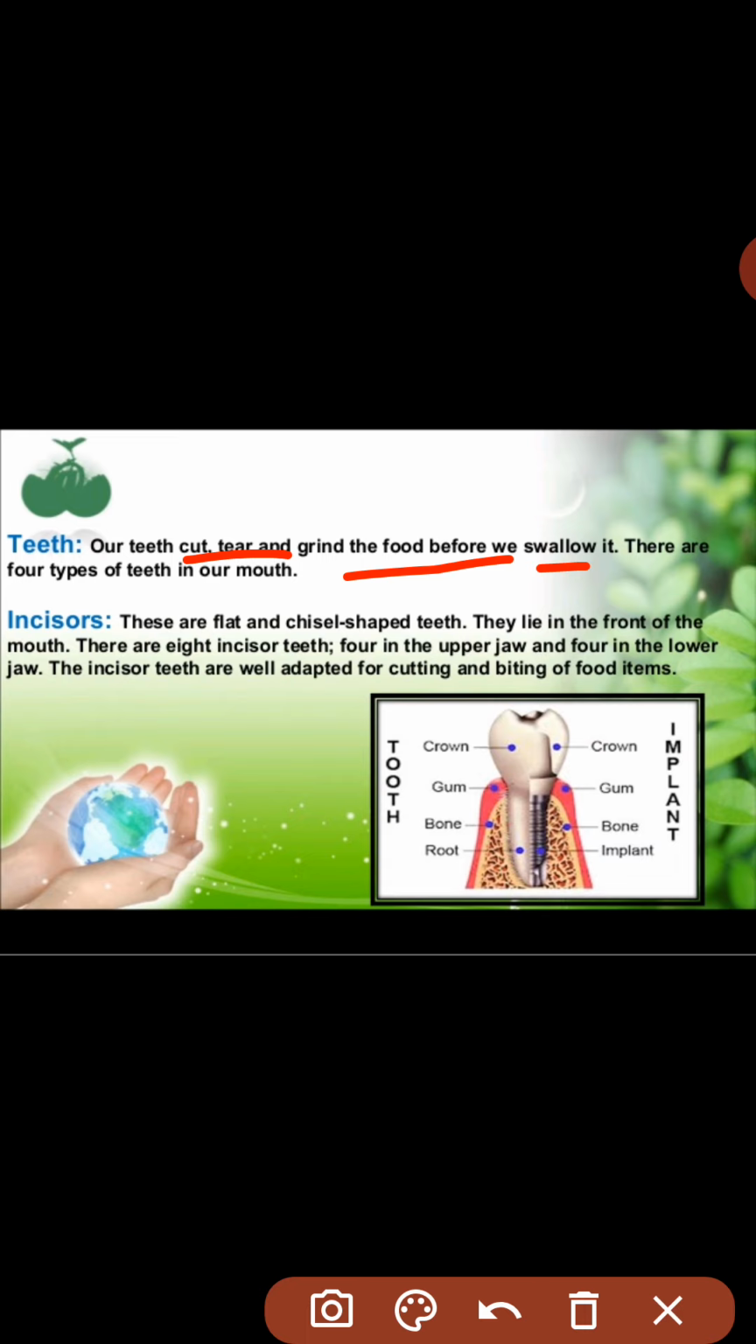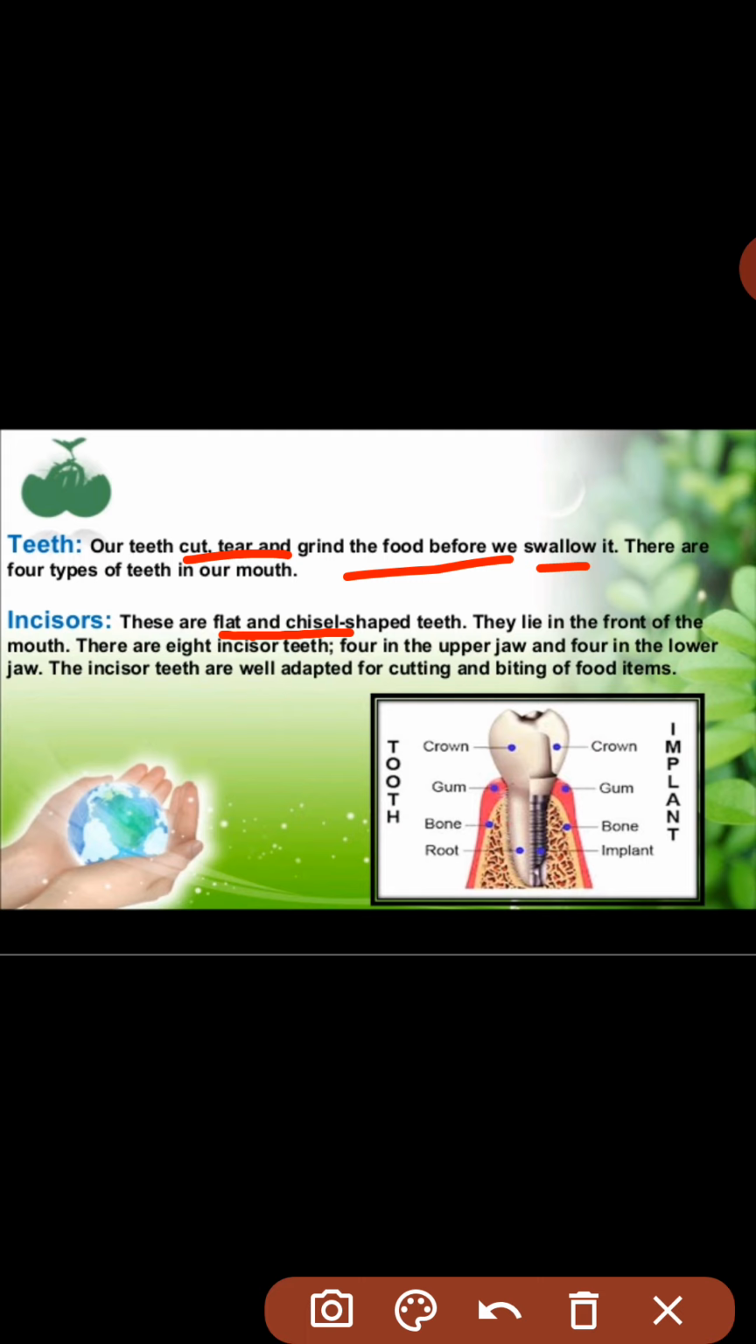Incisors are flat and chisel shaped teeth. One thing you have to remember about them is that they are flat and chisel shaped. They lie in the front of the mouth. The teeth in the very front that you can see are the incisors. There are 8 incisor teeth, 4 in the upper jaw and 4 in the lower jaw. In your mouth you can see 4 teeth at the top front and 4 at the bottom front, so 8 in all.